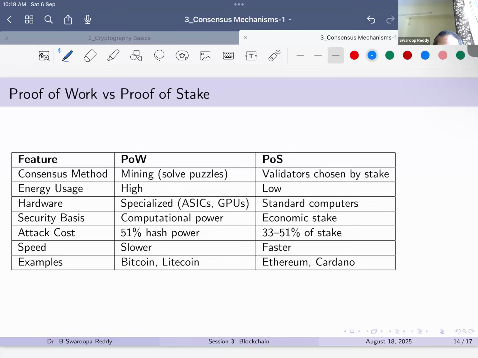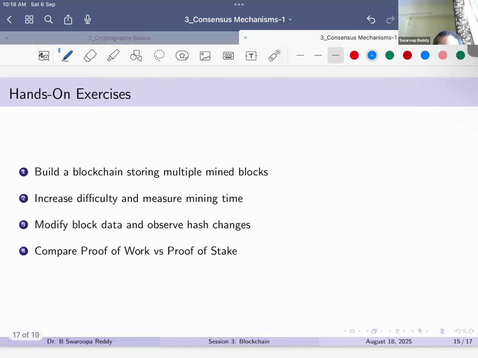Okay. Do you have any questions here? No, sir. Yeah, so we will have some hands-on sessions. I will share the material with you. These are some problems related to the hands-on. I will prepare problems based on these exercises, and I will share them with you by the end of today or tomorrow. Okay.